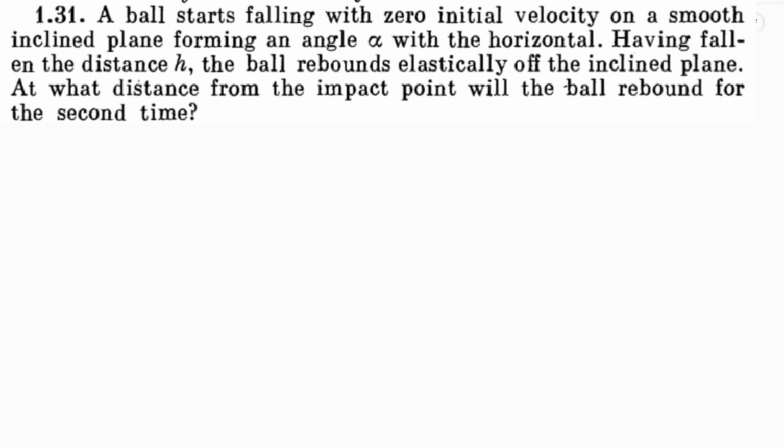So we are dealing with the sixth problem in this segment, and the problem is problem number 1.31. The problem states: a ball starts falling with zero initial velocity on a smooth inclined plane, forming an angle alpha with the horizontal. Having fallen a distance h, the ball rebounds elastically off the inclined plane. At what distance from the impact point will the ball rebound for the second time?